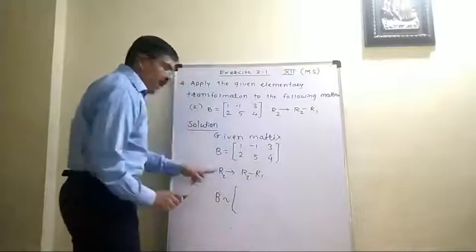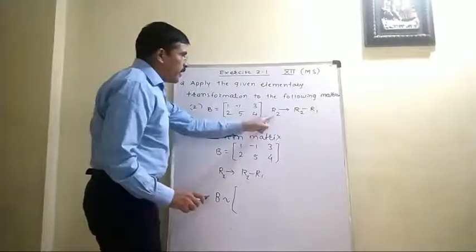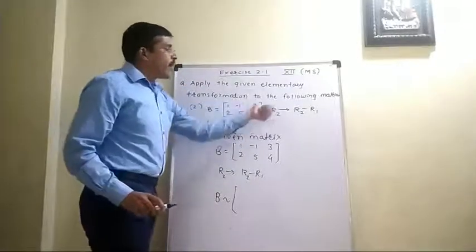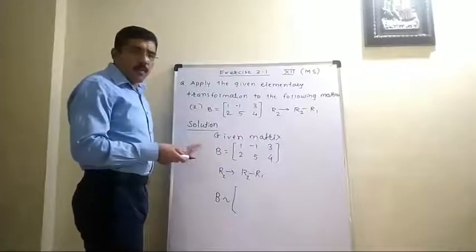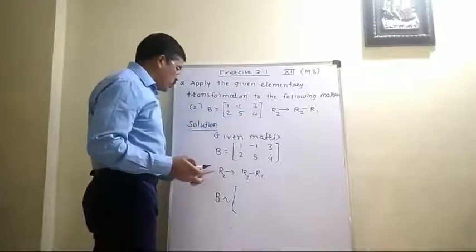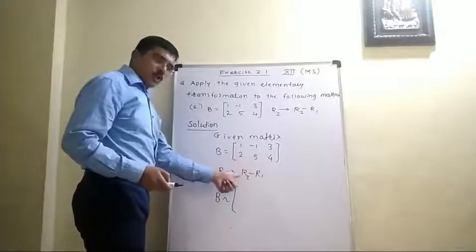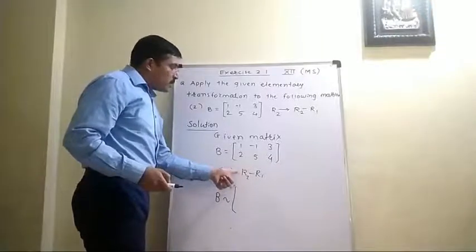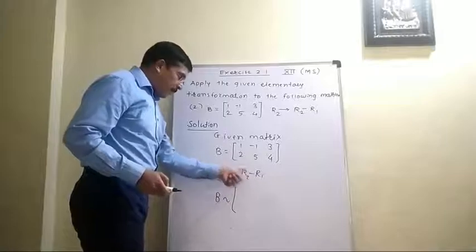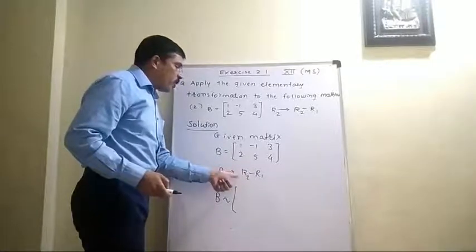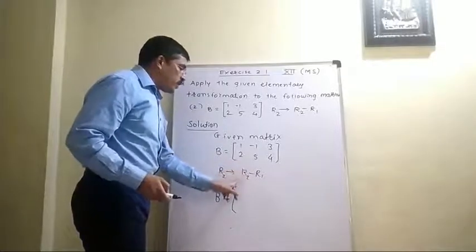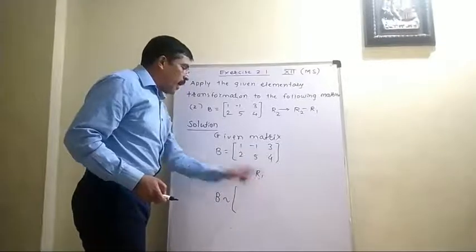you have to change R2. You have taken here R2. If someone taken here R1, then you can change in R1, no problem. But here I have taken R2, so you have to change R2. Whatever is given first, that we have to change. R2 is given first, so you must change R2. It means you have to subtract R1 from R2.